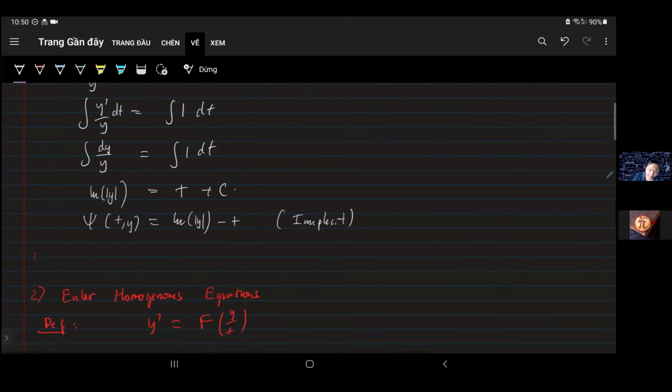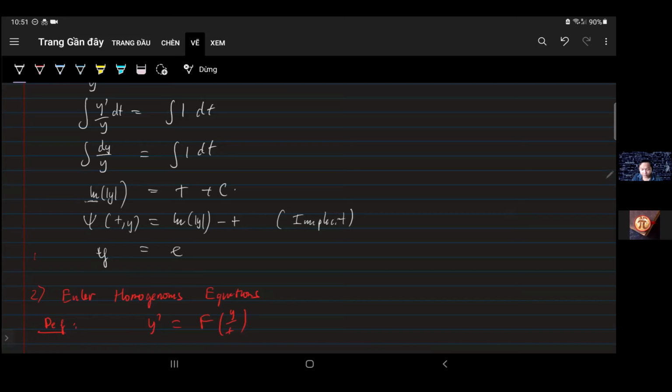Right, so how about the explicit formula? For the explicit formula, you take the exponential of both sides, right? You know that the natural log is the inverse function of the exponential function, and vice versa. So in order to get rid of the natural log, you take the exponential function.